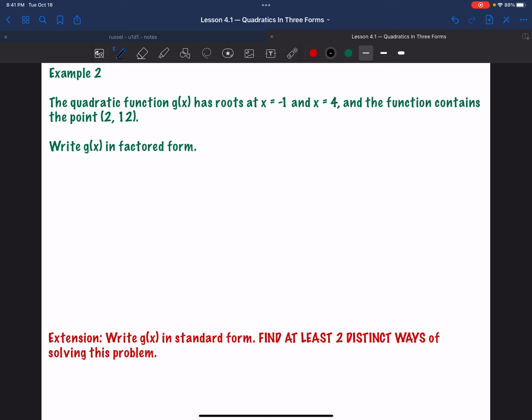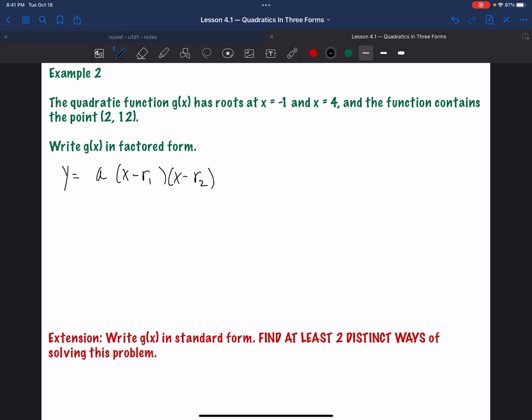Well, factored form says y equals a times x minus x1, x minus x2. Oh, sorry. I was calling them r in the video. x minus r1, x minus r2. It doesn't really matter what you call them. They could be x1, x2. They could be r1, r2. It doesn't matter. Okay, so y equals this.